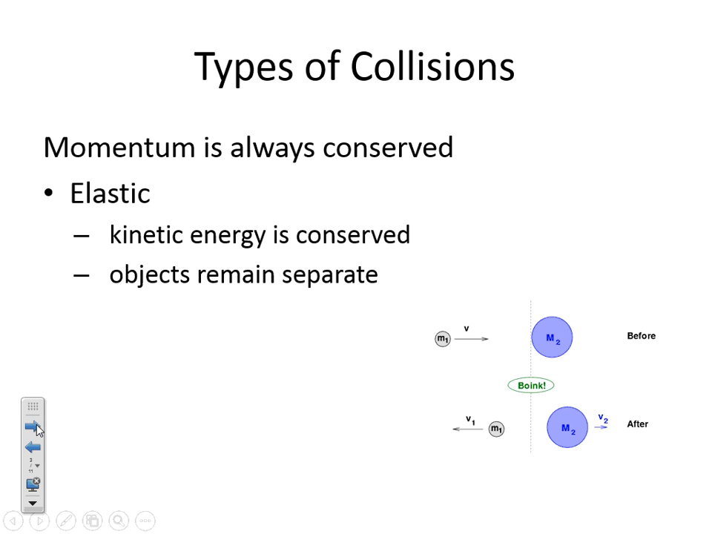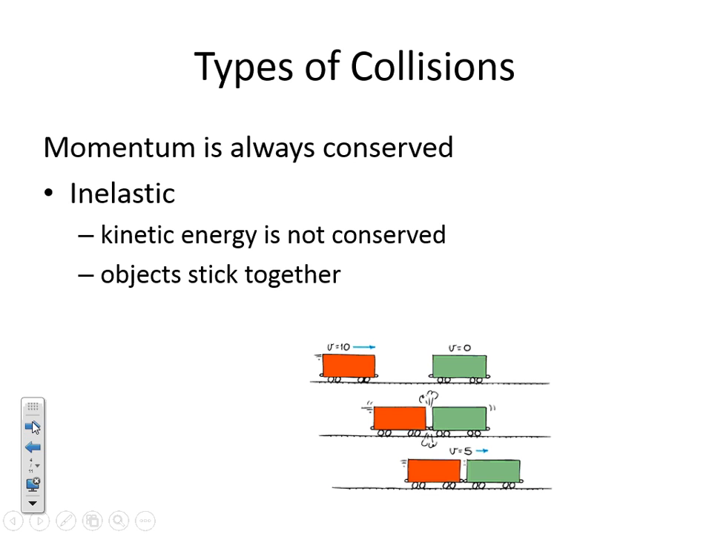So we have two types of collisions, and one is an elastic collision. It's easiest to remember that two objects will remain separate after they collide. The kinetic energy is also conserved, and we'll study kinetic energy later. In an inelastic collision, the kinetic energy is not conserved, and the objects will stick together and proceed as one.